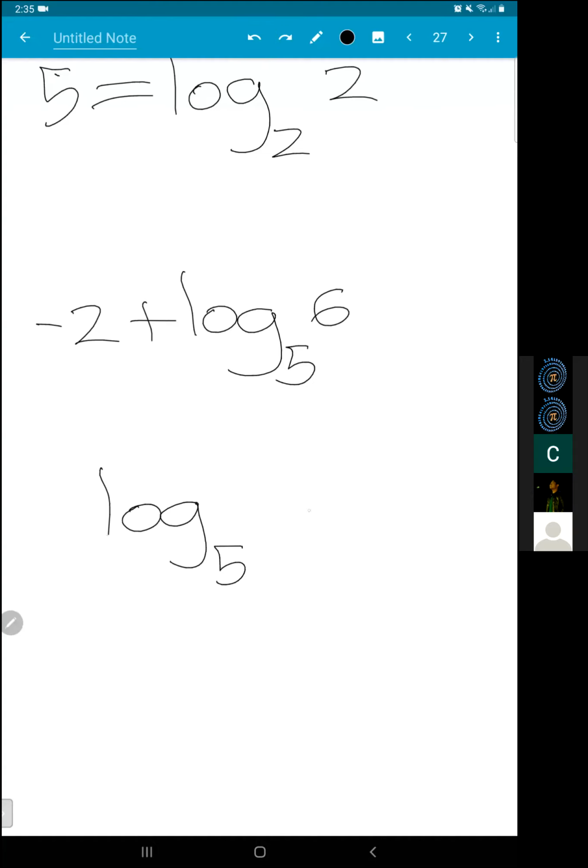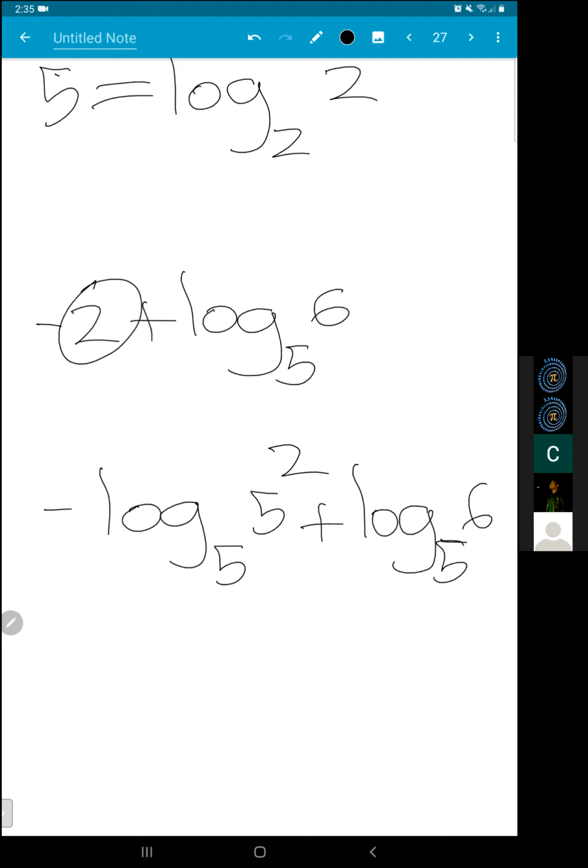Yes, anyone? Should be what? Look at 2. What number has 2 as a logarithm base 5? What number, when I take its logarithm base 5, gives 2? Powers of 5 yon? It's 5 squared. Okay, somebody answered there. 5 squared.